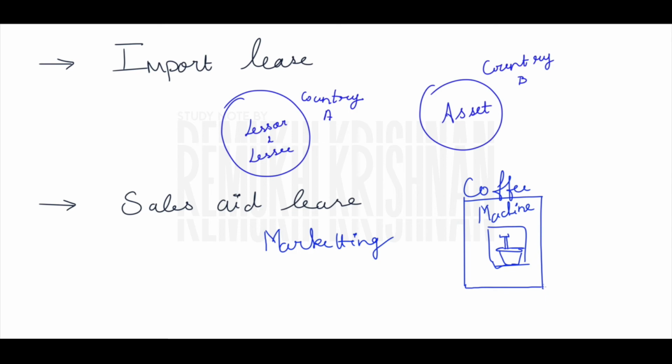So at this point we are completing the different types of lease. The types covered so far are finance lease, operating lease, sale and lease back, cross border lease, import lease and sales aid lease. Under cross border lease we have also seen a very important concept called double dip lease.